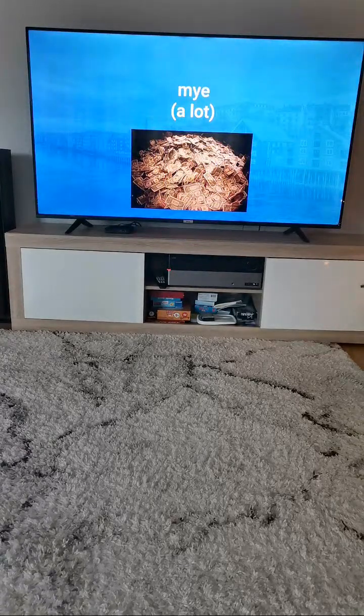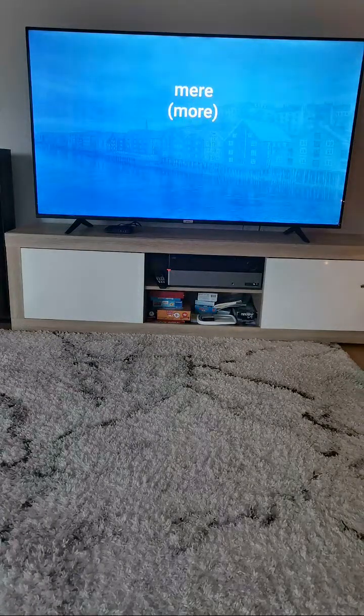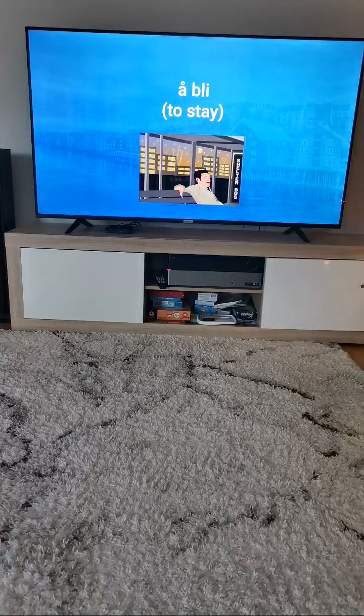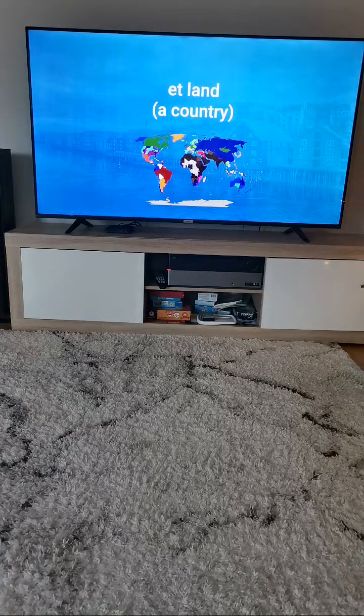Mye is a lot. Mye. More is mere. Mere. Everyone, or like every single one, is hver eneste or hvert eneste, depending on the gender of the noun. To stay is å bli. A country is et land. Et land.